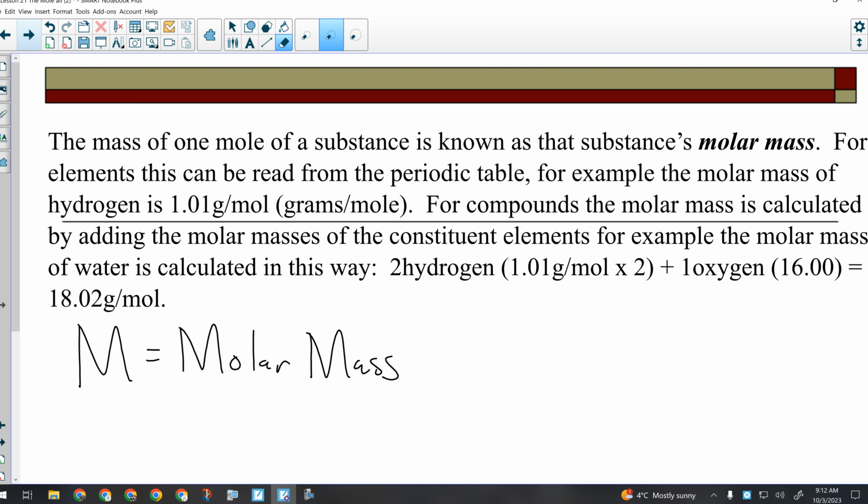What do you do if you have a compound? How would you figure out the mass of 1 mole of a compound? Add them together.